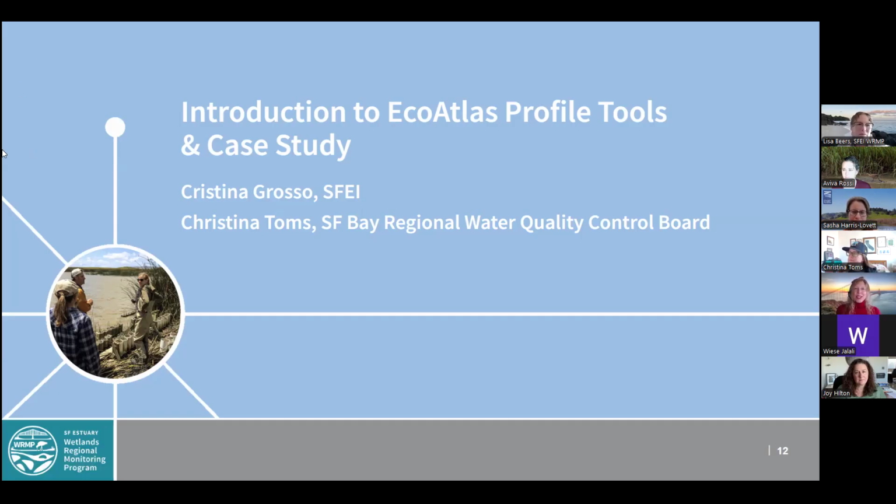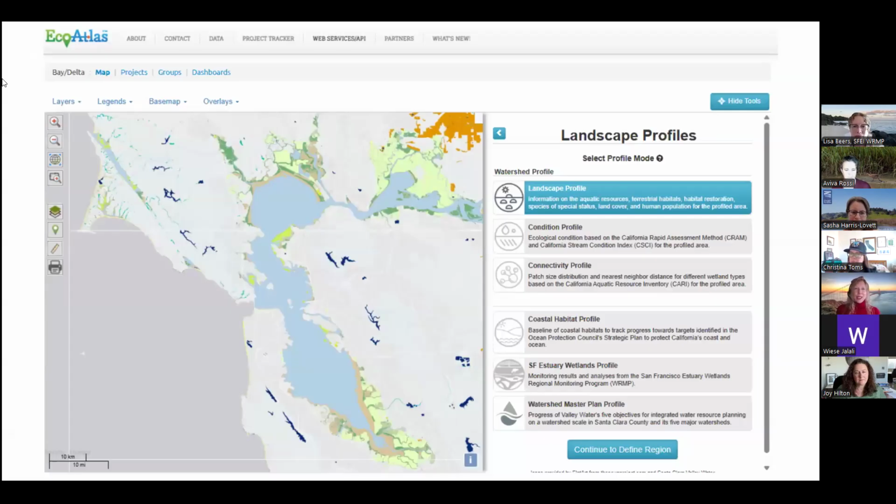Just as a reminder, EcoAtlas is a scientifically produced tool set to visualize and track the abundance, diversity, and condition of aquatic resources and the projects that are enhancing and restoring those habitats within a watershed or a landscape context. So in addition to viewing data on an interactive map, the landscape profile tools allow users to quickly summarize information for an area of interest. So there are 3 profiles that summarize information within a watershed or landscape context. And the first one's the landscape profile.